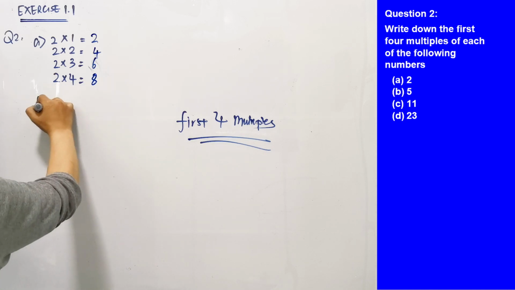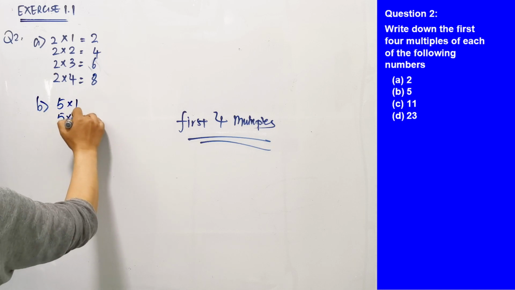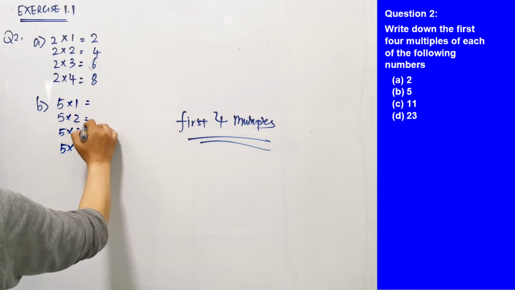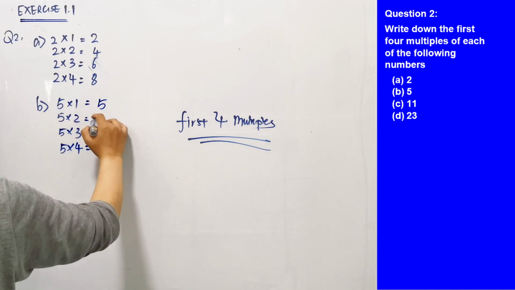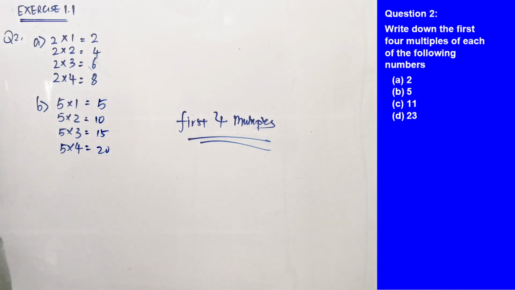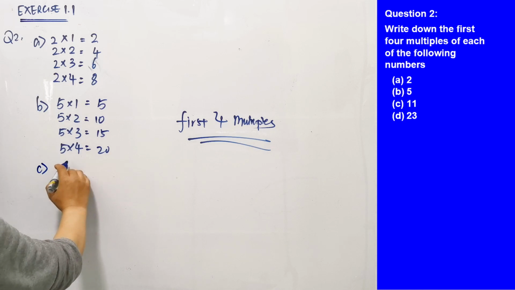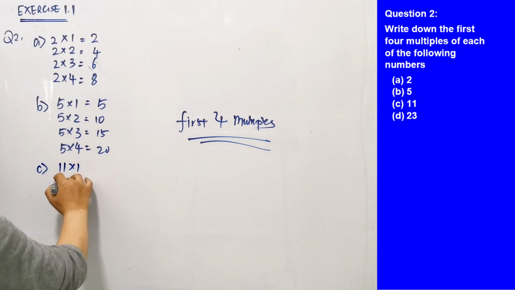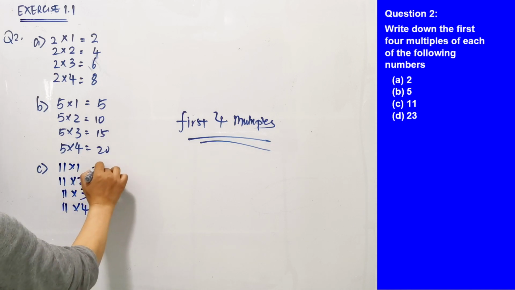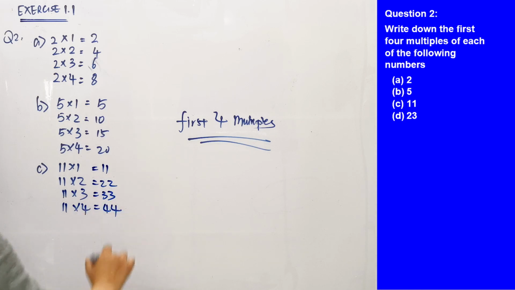Now how about B? B is 5: 5 times 1, 5 times 2, 5 times 3, 5 times 4. So we get 5, 10, 15, 20. How about C? C is 11: 11 times 1, 2, 3, 4. So we get 11, 22, 33, 44.